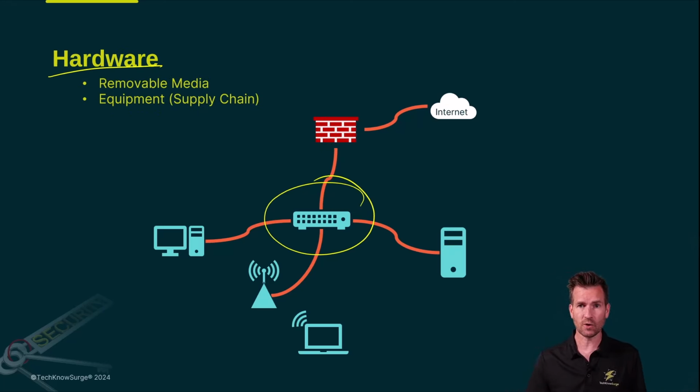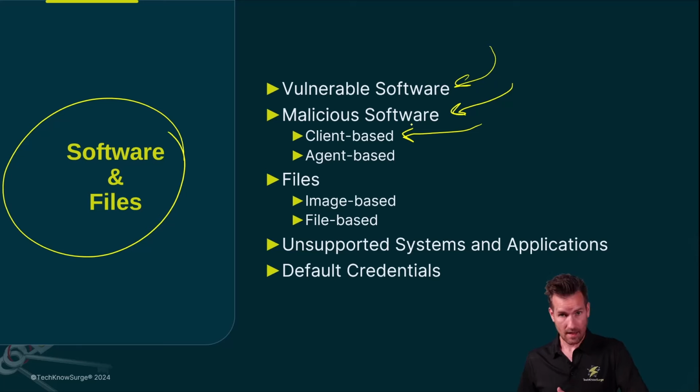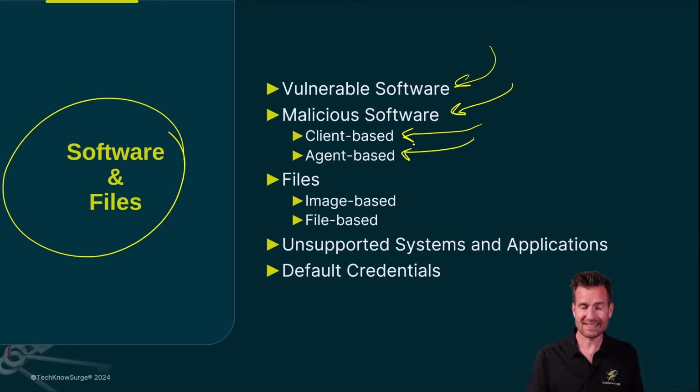An attacker may use software and files as a vector to gain access into an organization. Perhaps they're using some sort of vulnerability in already existing software, or perhaps there is some malicious software that they're tricking somebody into installing. A client-based one would mean that it gets installed on the machine and runs on the machine. An agent-based one doesn't need to be installed for it to be up and running on the machine. So we can take some of this malicious software and embed it into files, whether it's some sort of image or some sort of document. We can embed it so that we can more easily trick somebody into installing that software.